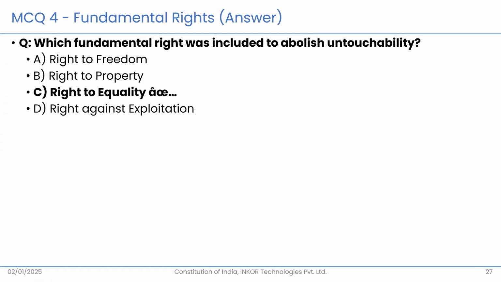The correct answer is C. Right to equality. Under Article 17, untouchability was abolished, ensuring equal rights for all citizens, regardless of caste.